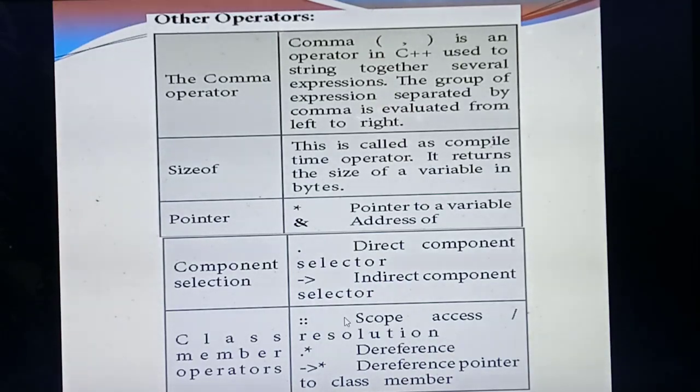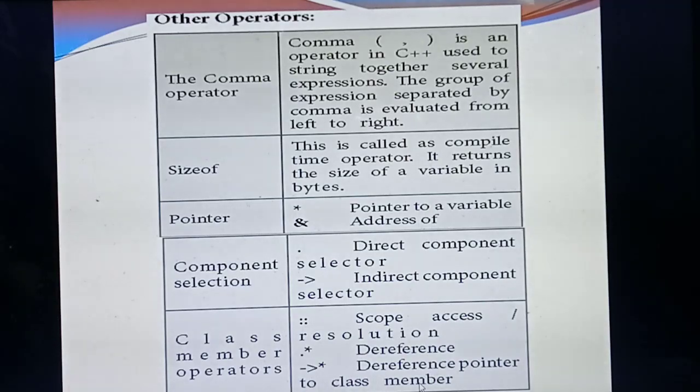So which symbol is used for scope? This one, double colon. What's the name of this symbol? Scope or resolution operator. Next one is dot with star. What's the name? Dereference. Next, arrow mark with star: dereference pointer. So what are the symbols you have studied?